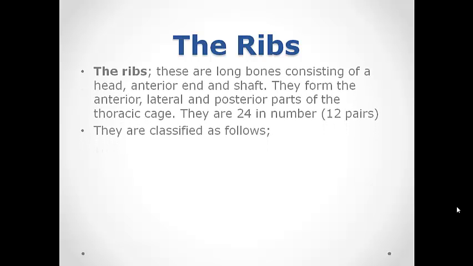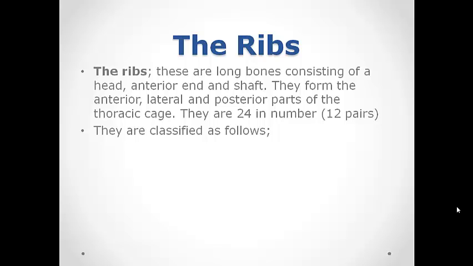Okay, let's continue with the second part of this lecture, and we're going to be talking about the ribs next. Now, the ribs are long bones. So remember, the sternum was a flat bone. This one is a long bone. And as long bones, they have a head, an anterior end, and a shaft in between the two. Remember that the head is usually located posteriorly at the back, so the head is on the side of the vertebral column. They form the anterior, lateral, and posterior aspects of the thoracic cage.